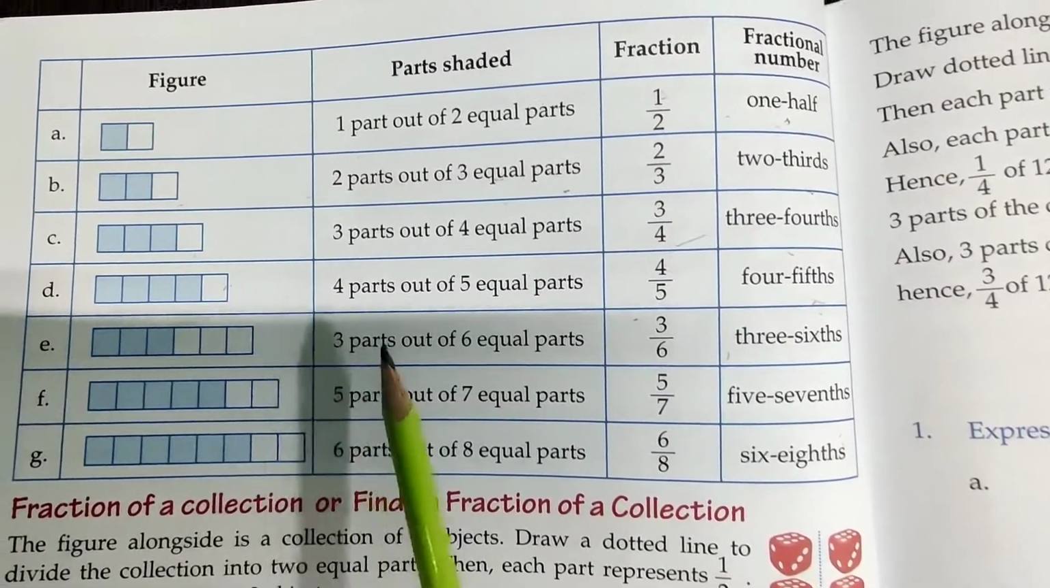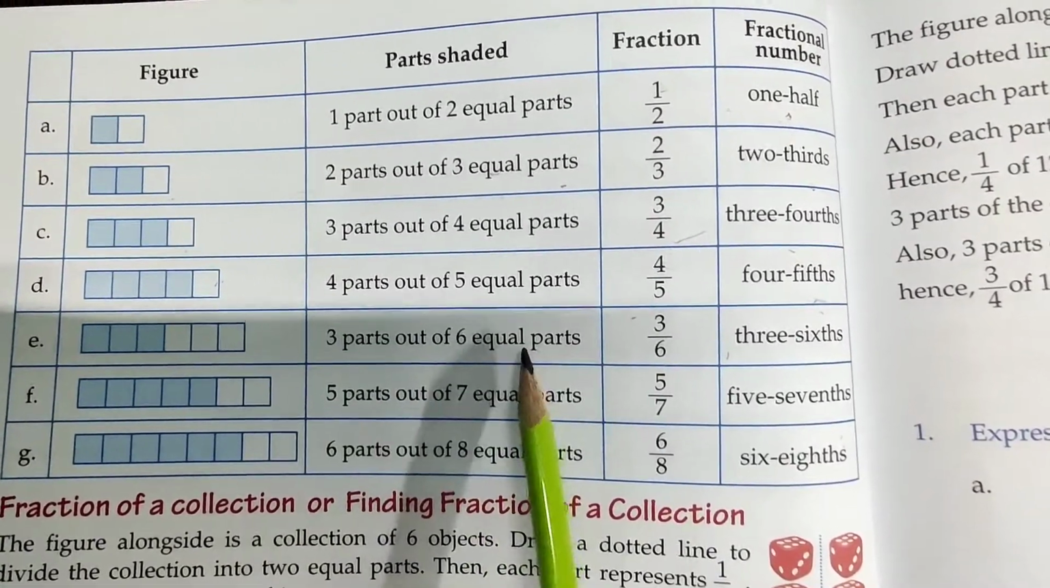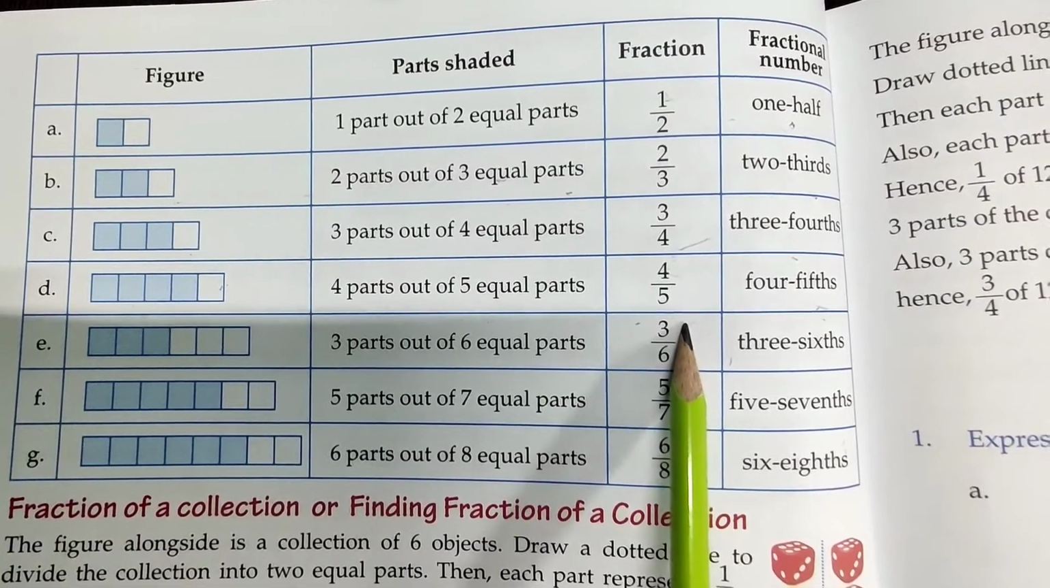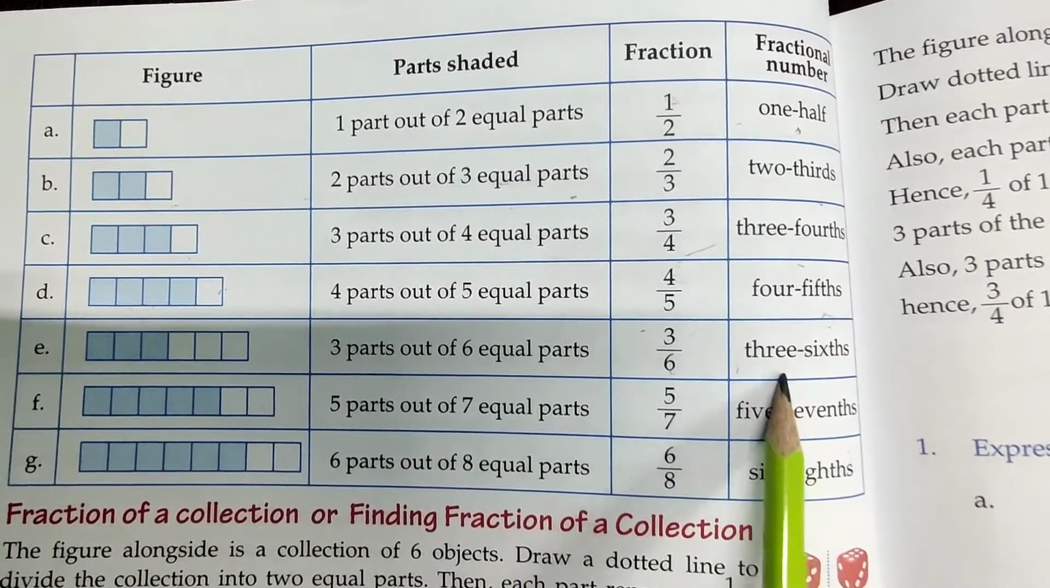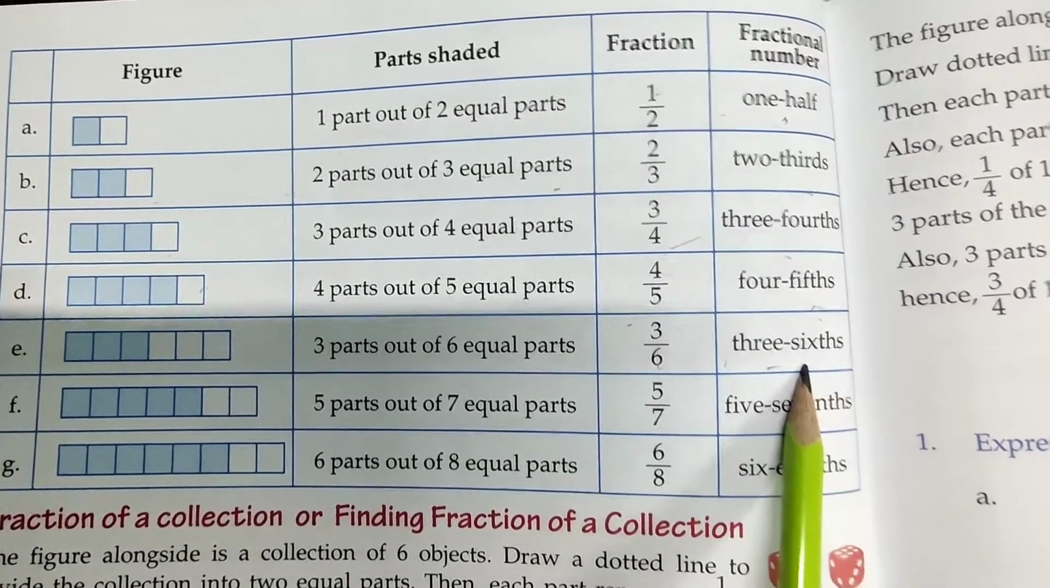3 parts out of 6 equal parts. Then in fraction we write it as 3 upon 6, and in words, 3 sixths.